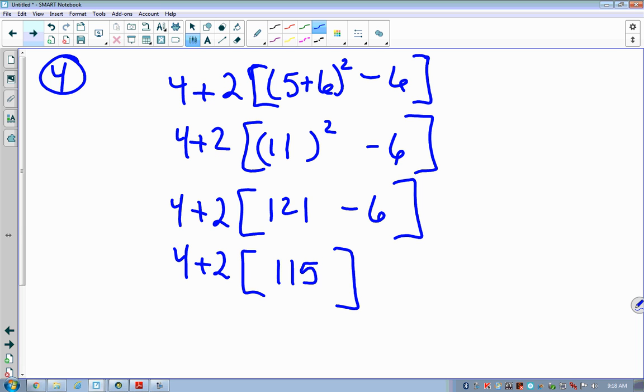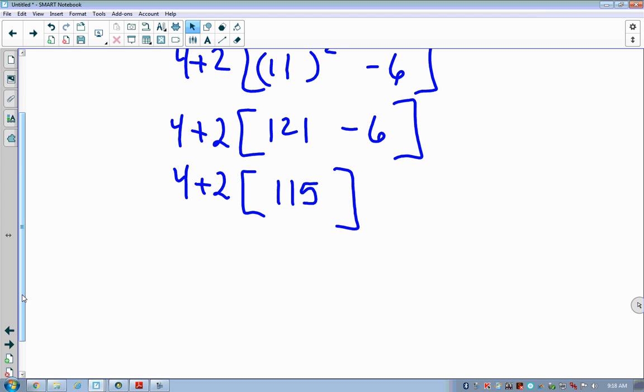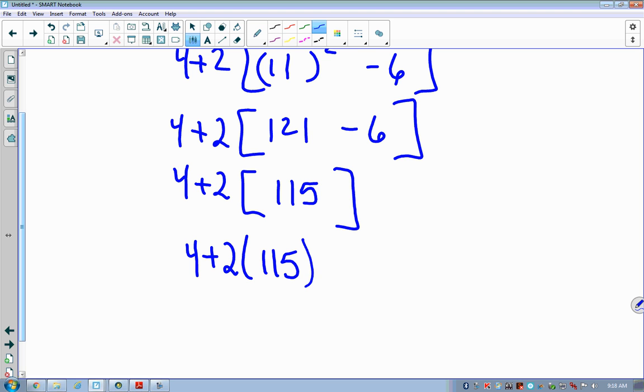115. This is where people make their mistake. I don't know if it's because we're not used to working with brackets, but I have a bunch of people who immediately jump to 4 plus 2, right? That's not what I do next, because this is the same as 4 plus 2 parentheses 115. It's not different, it's just a different type of grouping symbol.